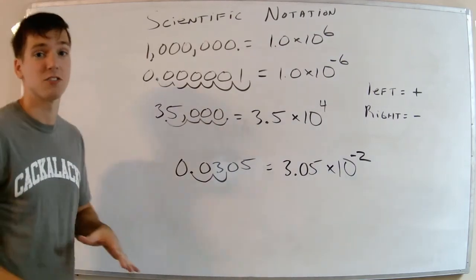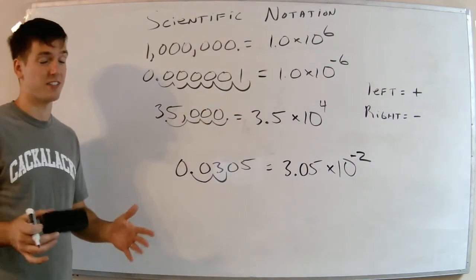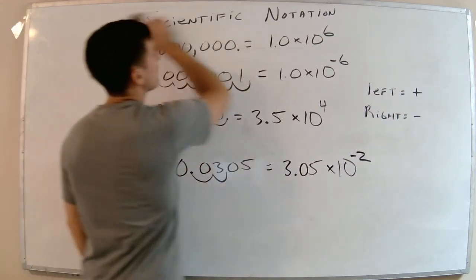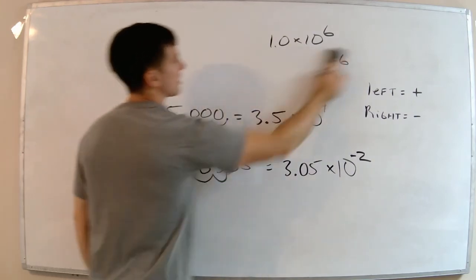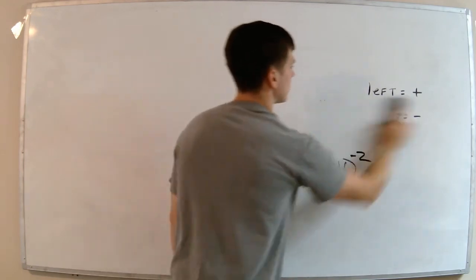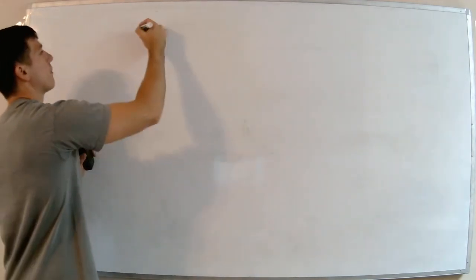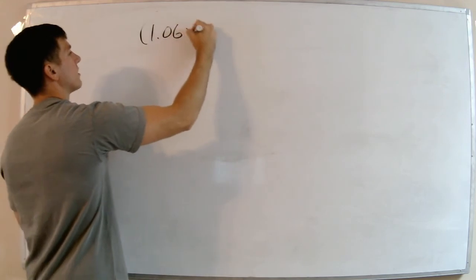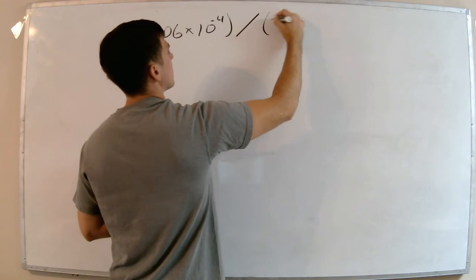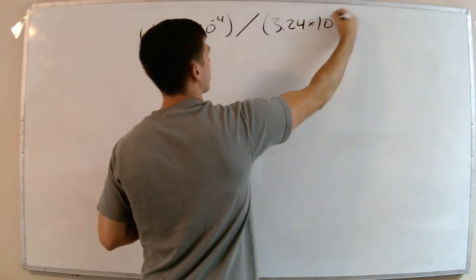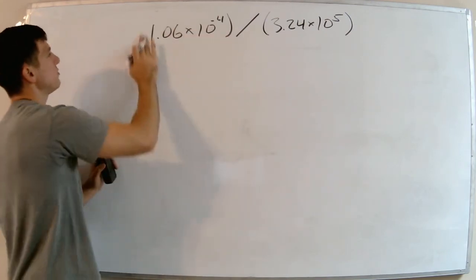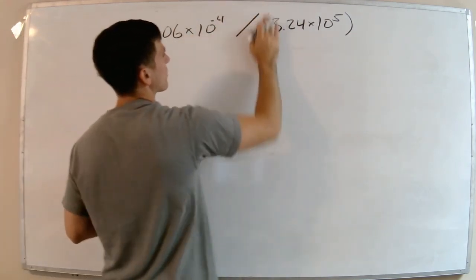One last thing to tell you, and this is just a suggestion, or a reminder, I should say: when we are doing calculations, especially when you are dividing numbers in scientific notation, make sure you put them in parentheses. So if I give you a problem like 1.06 times 10 to the negative fourth divided by 3.24 times 10 to the fifth, make sure that when you put those in your calculator that you put them in parentheses. If you don't, you're going to get a super weird number.